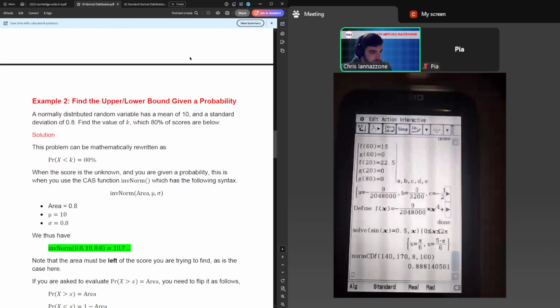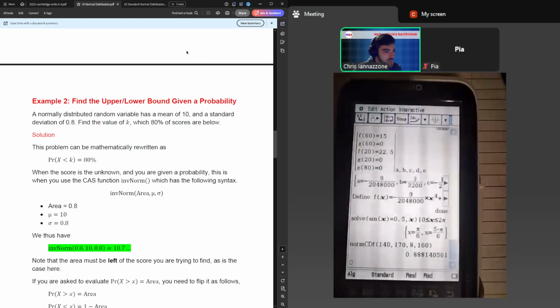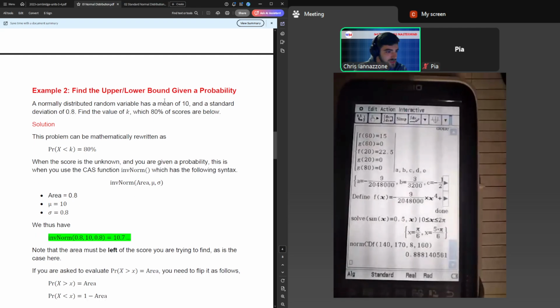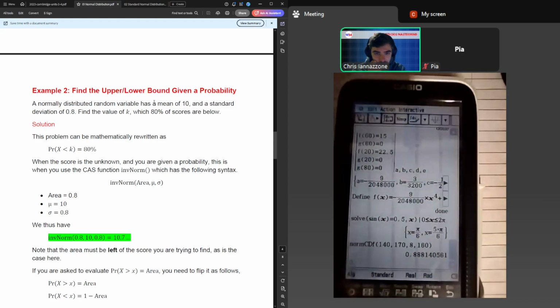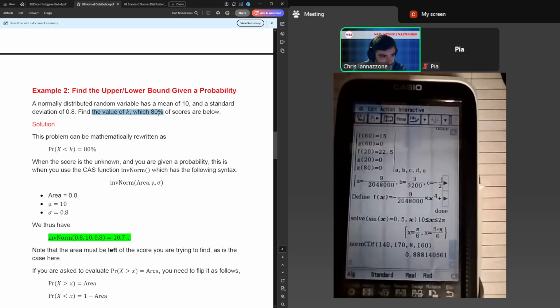Okay, next up, finding the upper or lower bound of a given probability. So this is where you're basically doing percentiles. If you remember from continuous probability, it would be an unknown upper bound or an unknown lower bound, depending on what you have. In this case, we have a normally distributed variable with a mean of 10, standard deviation of 0.8. Find the value of k for which 80% of scores are below.